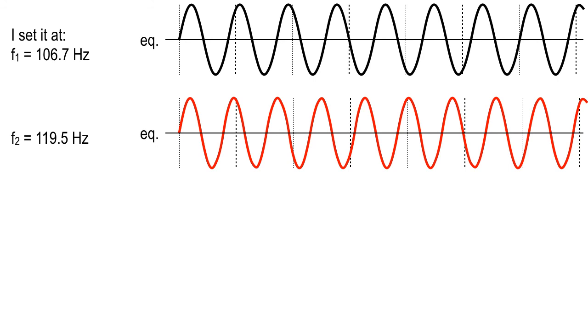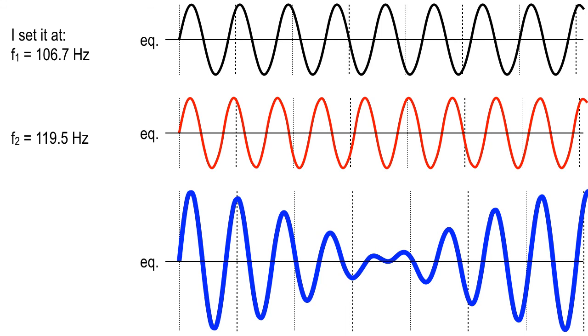Now, I'm going to show you below what the combination of these two waves would be. If these were sound waves, this is what it would look like. This is what you'd hear. This thick blue line shows you what you would hear. You're going to hear this frequency, but it's going to be loud over here and very faint right here.